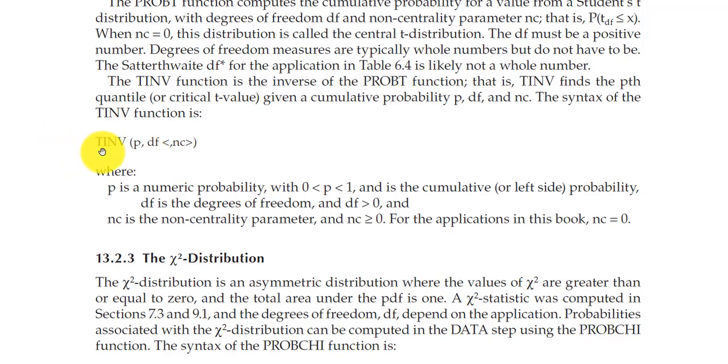So if we have select values for probabilities that aren't in the table, well, we can use a t-inverse function to get there. Again, we specify what that probability is, the degrees of freedom, and again, the non-centrality parameter in advanced applications. But the probability here is between 0 and 1. And again, keep in mind, both prob t and t-inverse are talking about those probabilities being cumulative or left side probabilities again.